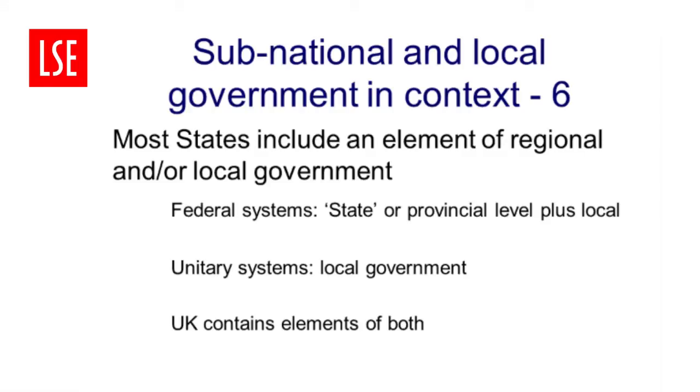Almost all states, though not all, Singapore doesn't actually, but most states include an element of regional and or local government. Generally in federal systems like the United States or Germany or Canada, you'll have a federal level and then an intermediary state or provincial level. In many countries like the United States, the state level can be very powerful indeed, with power over things like the death penalty, an extraordinary degree of independence, telling us something about the way the United States was created, a federation.